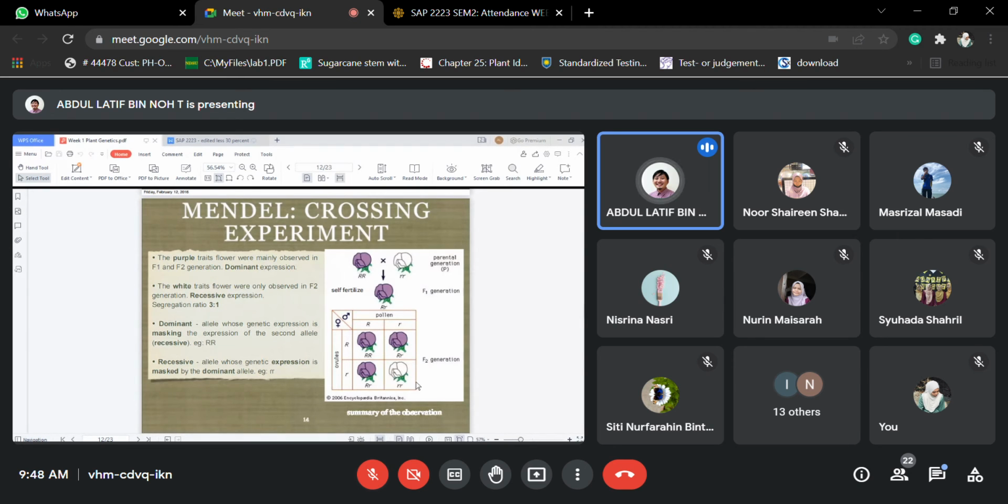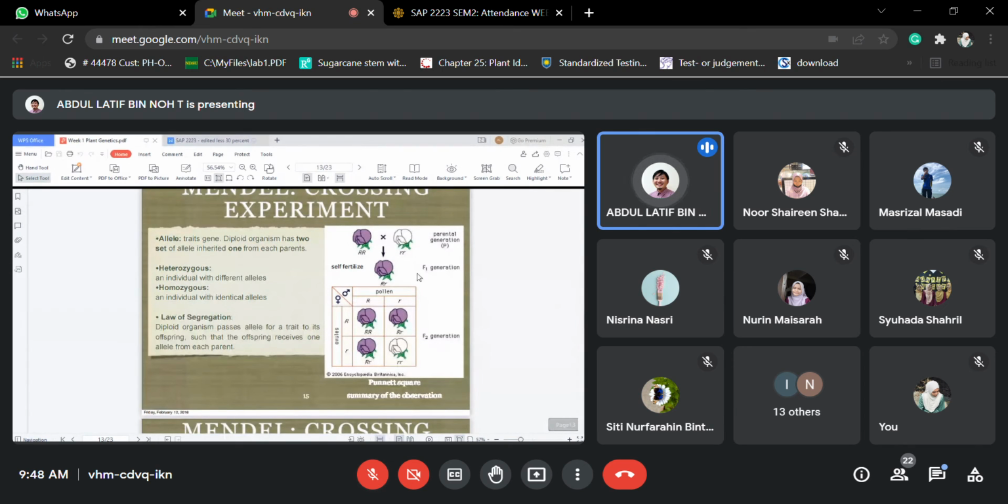So sometimes these particular traits are very precious. You can say it's hard to find, it's hard to get as well. Right, so this is what happened. This is the summary of the observation from the Mendelian theory. So he came out to be that, this is the definition of allele, straight genes. Right, so heterozygous is an individual with different alleles. Right, this is the heterozygous.